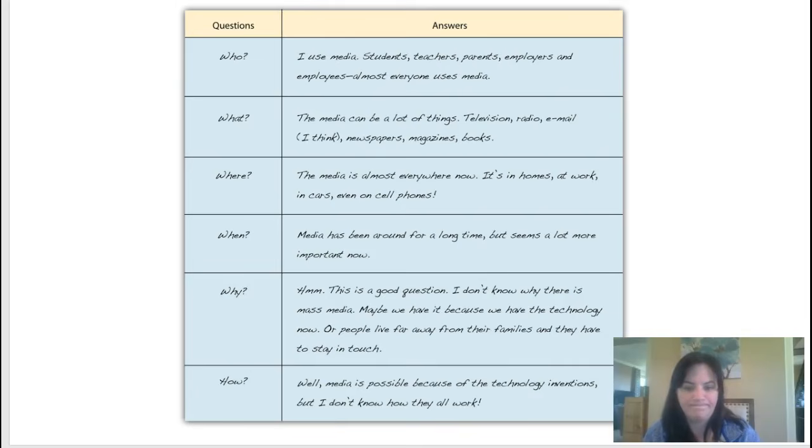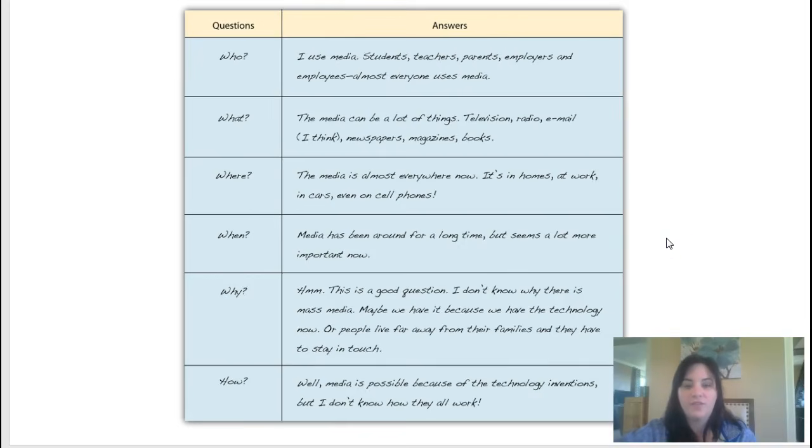Why? Why do we have mass media? Maybe because we have better technology now, or people live far away from their families and can stay in touch. And how? Well, maybe we have media because of better technology inventions, but the student says, I don't know how they all work. Now, this at first doesn't look like a whole lot, but from here, this student could come up with a more specific topic about media, and that to me would be how technology has affected media.